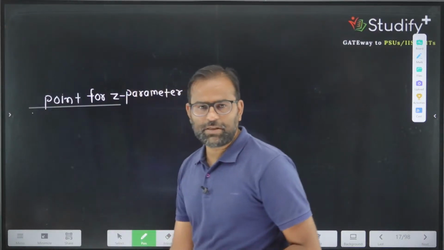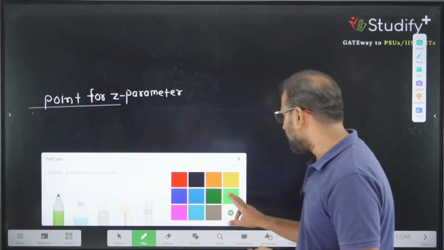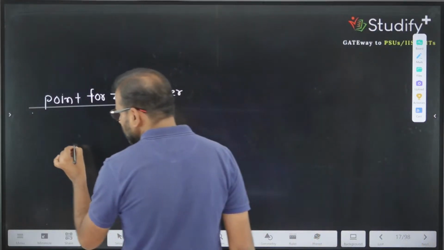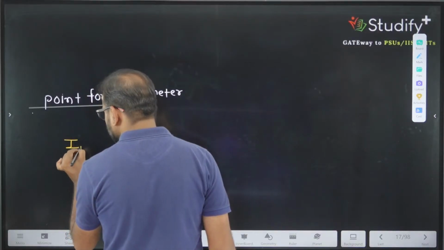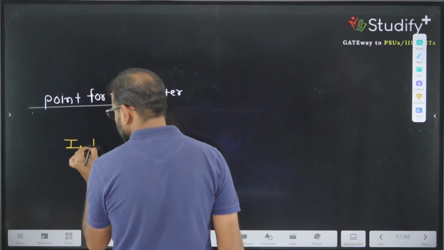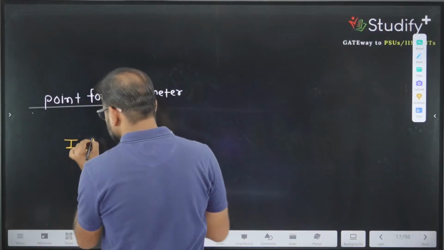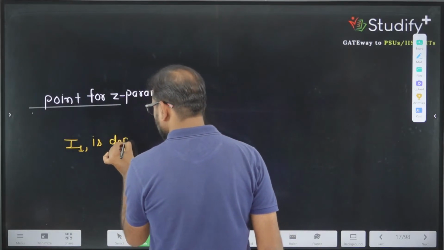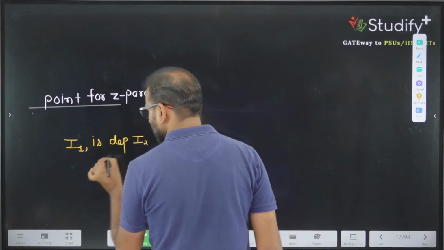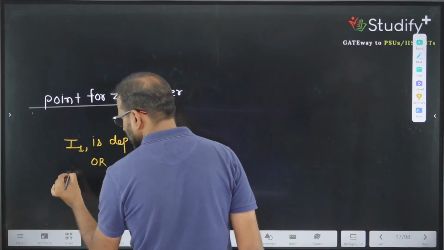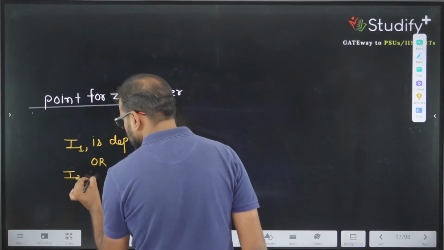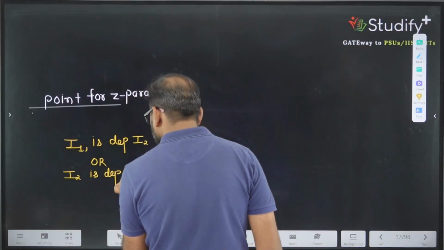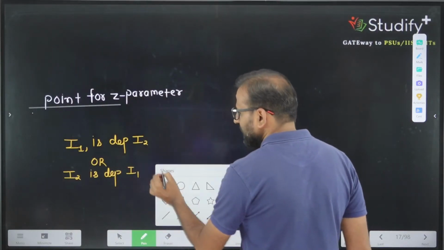The point for Z parameter is that when I1 and I2 are dependent, that is, I1 is dependent on I2, or I2 is dependent on I1, in these two situations, the Z parameter is not defined.